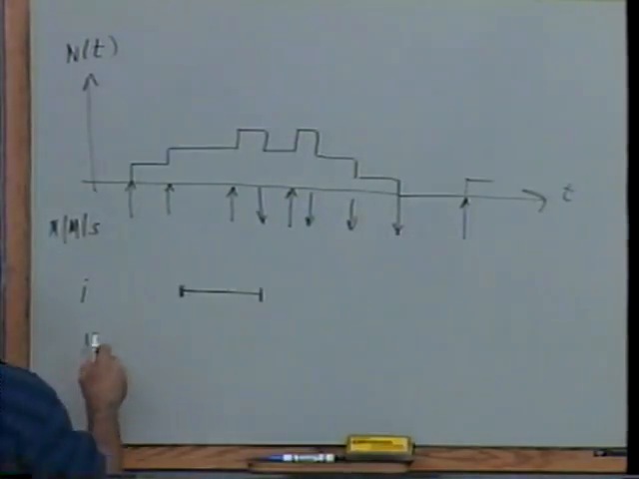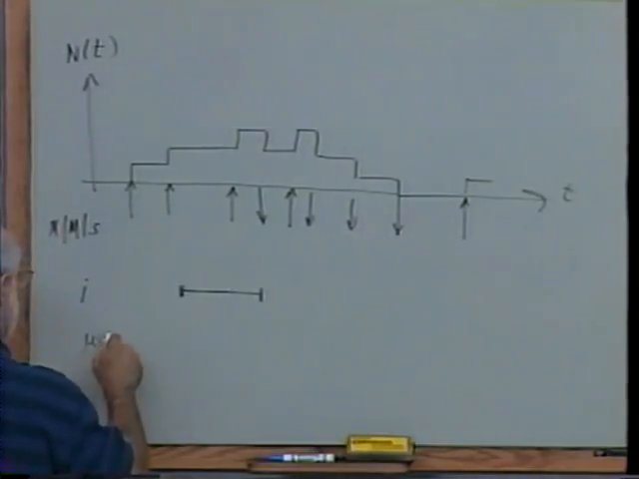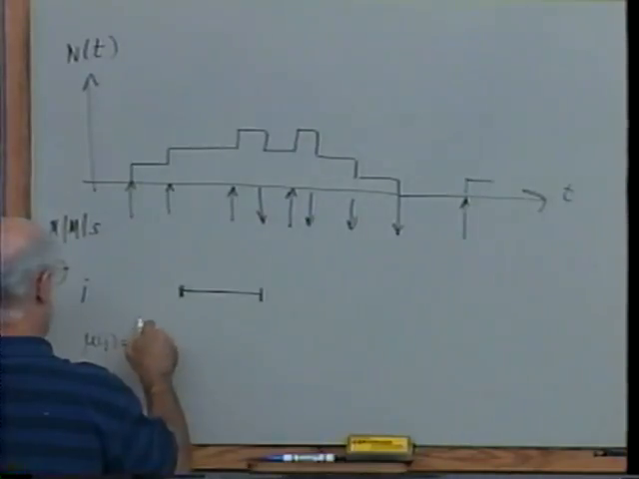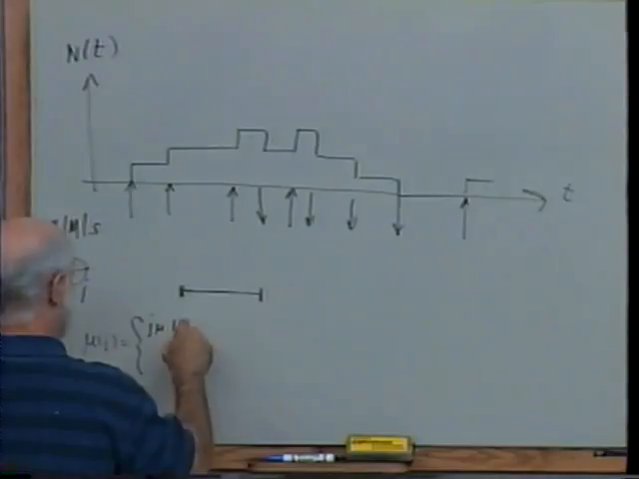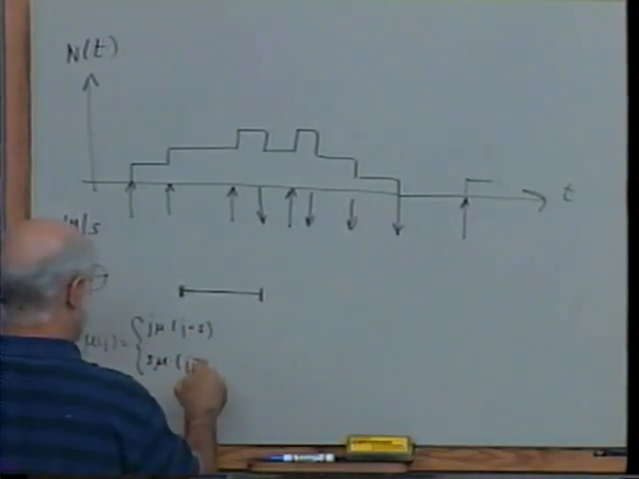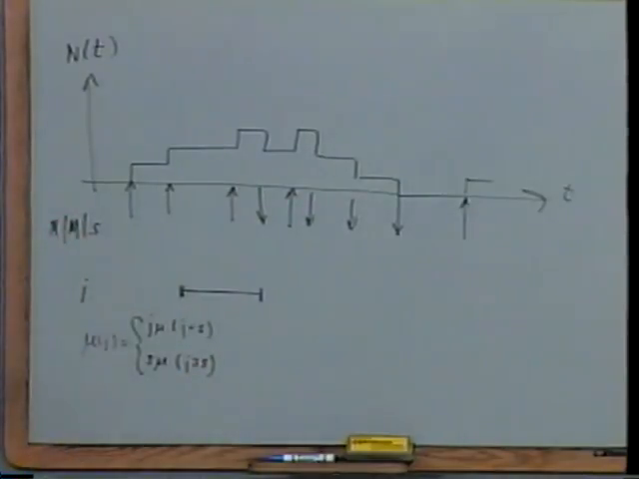So if mu of J is the service completion rate, the aggregate service completion rate, this is the way we defined it. We said mu of J is equal to J mu if J is less than S, and it's equal to S mu if J is greater than or equal to S. In any event, depending on the state, the time until the next departure occurs is exponentially distributed with parameter mu of J. So it's an exponential variable.